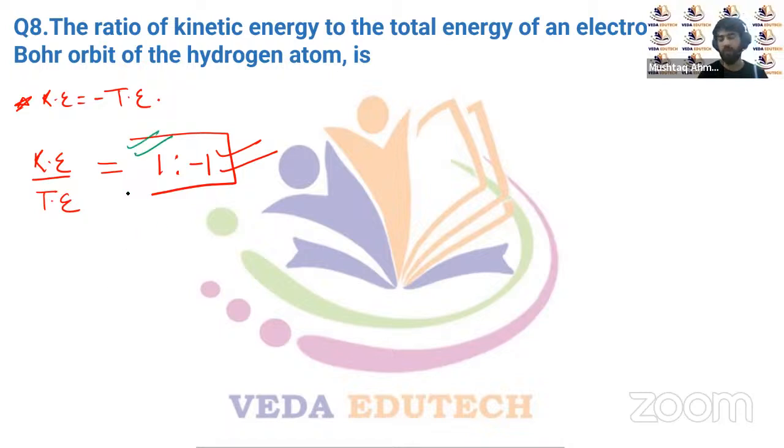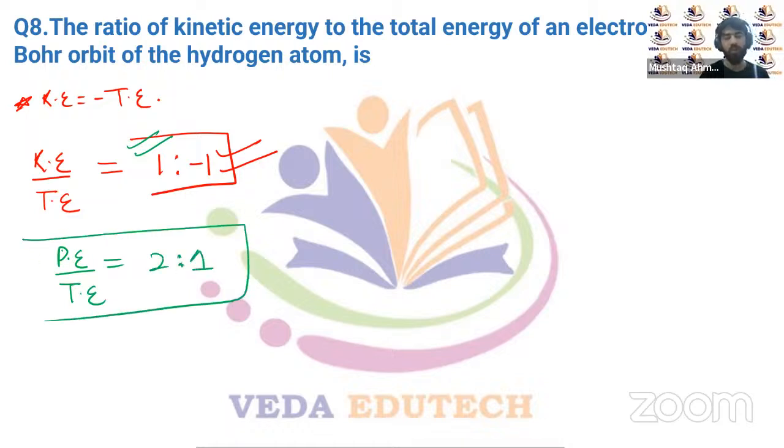Similarly, if the relation between potential energy and total energy is asked, the potential energy upon the total energy will be 2 ratio 1, right? It will be 2 ratio 1. Potential energy upon the total energy ratio will be 2 ratio 1, right?